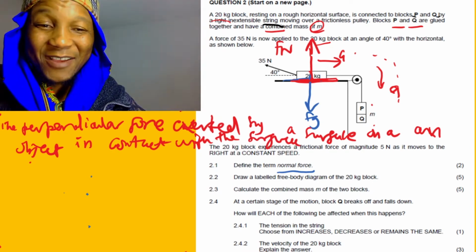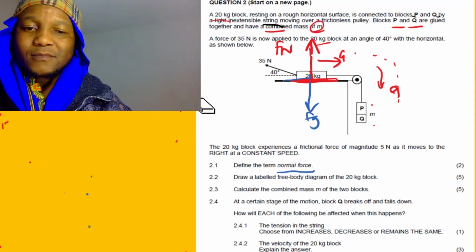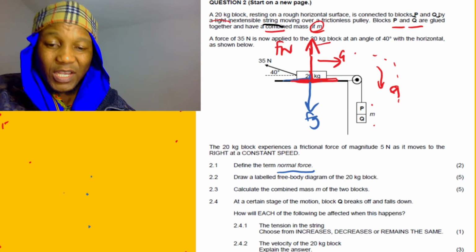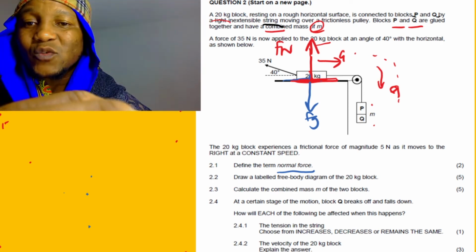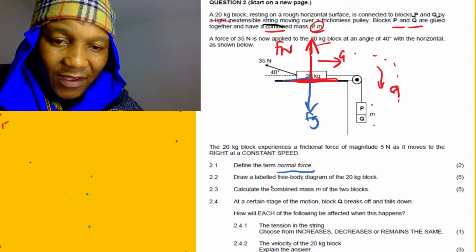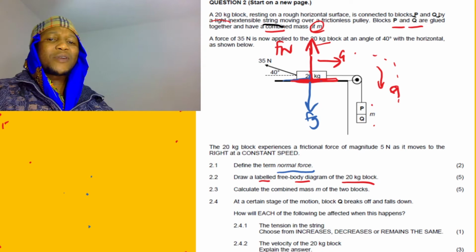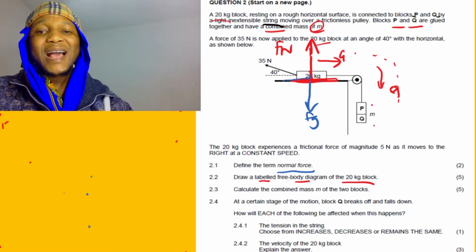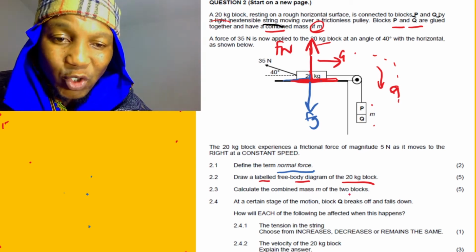Now let's go to the next question. Let's read first. Reading is very, very important. They say, label the free body diagram of the 20 kilogram. What is a free body diagram? Before you draw a free body diagram, know the force diagram. They said only the 20 kilogram.